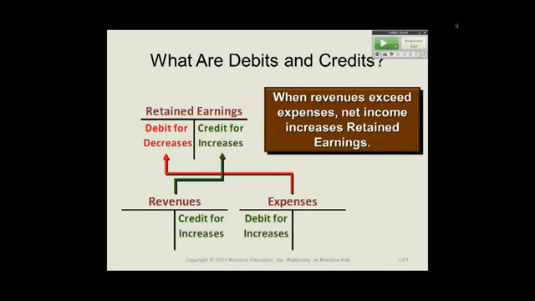Expenses reduce retained earnings, so we increase expenses by a debit that's going to reduce retained earnings. So every time you add to an expense, you reduce retained earnings. That's the way to think about it. Every time you add to an expense, you reduce the retained earnings. And the same thing happens with dividends. Every time you increase a dividend, you reduce retained earnings.